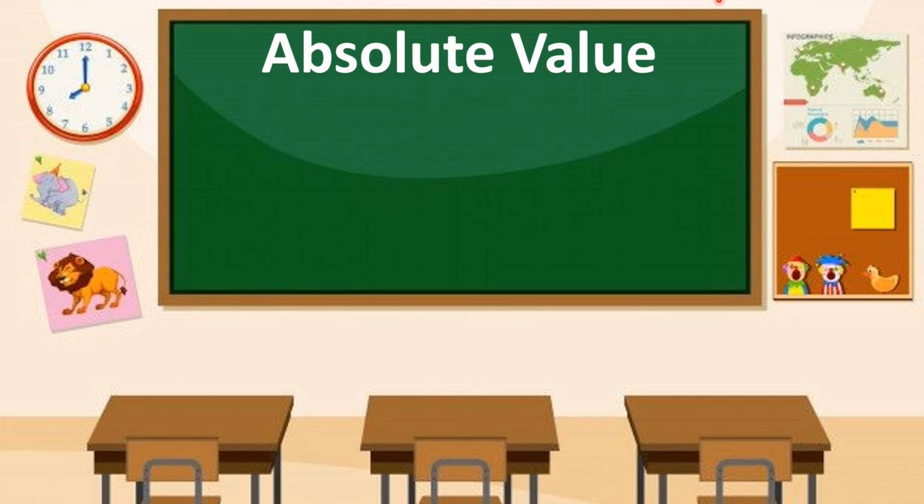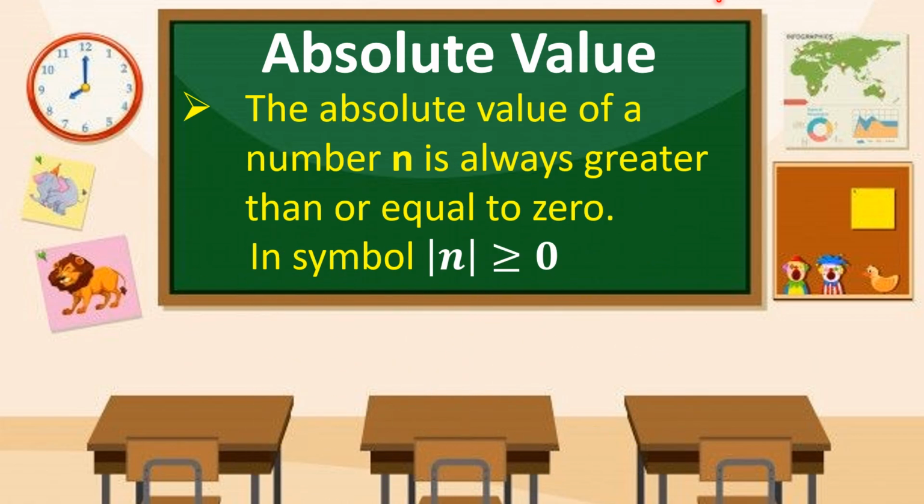Aside from that, an absolute value refers to the distance of a number from zero on the number line. So when we have here the absolute value of a number n, that is always greater than or equal to 0. So kung kukuha man tayo ng absolute value ng isang specific na number, palagi siyang mas malaki kay 0 or pwede siyang equal kay 0. This is how we can write the sentence into a symbol.